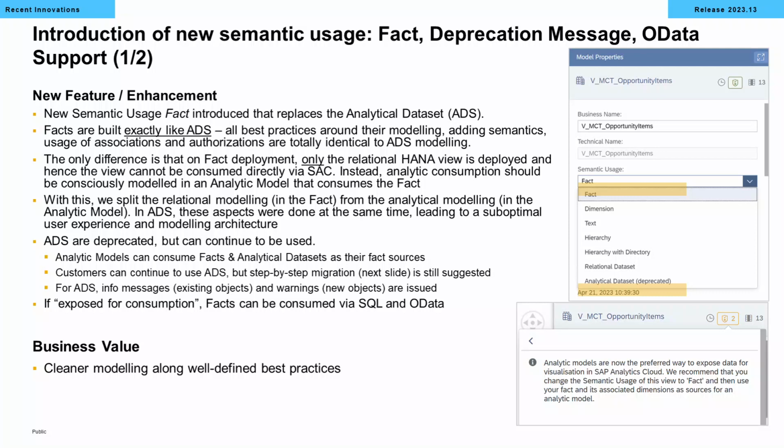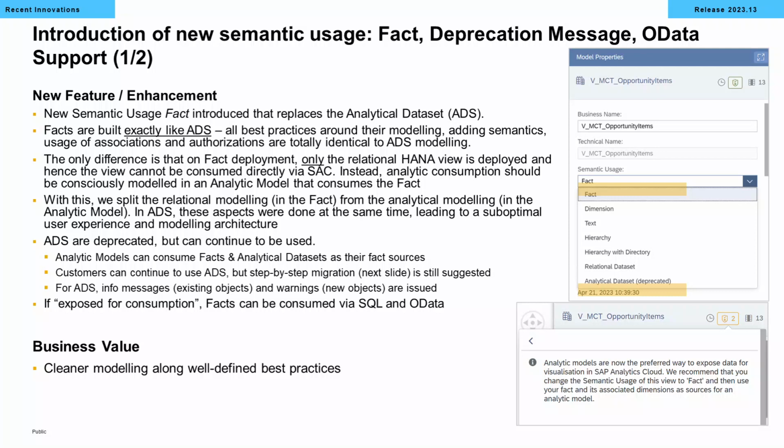By this, we consciously split the relational modeling, meaning bringing tables and views together through unions and joins and filters, calculated columns, all of that. We separate that part of the modeling that we're doing in the fact from the analytic modeling. So the additional calculated measures, the restricted key figures, the way you handle prompts and filters and so on, all of these go into the analytic model and prepare the consumption of the data in SAC.